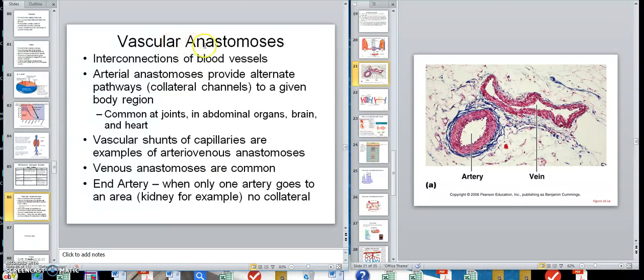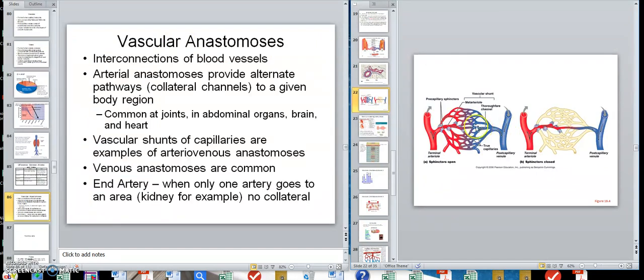A vascular anastomosis is basically where several vessels come together. Arterial anastomosis provides for collateral circulation. Collateral, we've talked about, means several routes to the same area, to compare it to an end artery. So end artery is when only one artery goes to an area. Okay? Collateral circulation is when you have several. Okay, so you can kind of look at that.